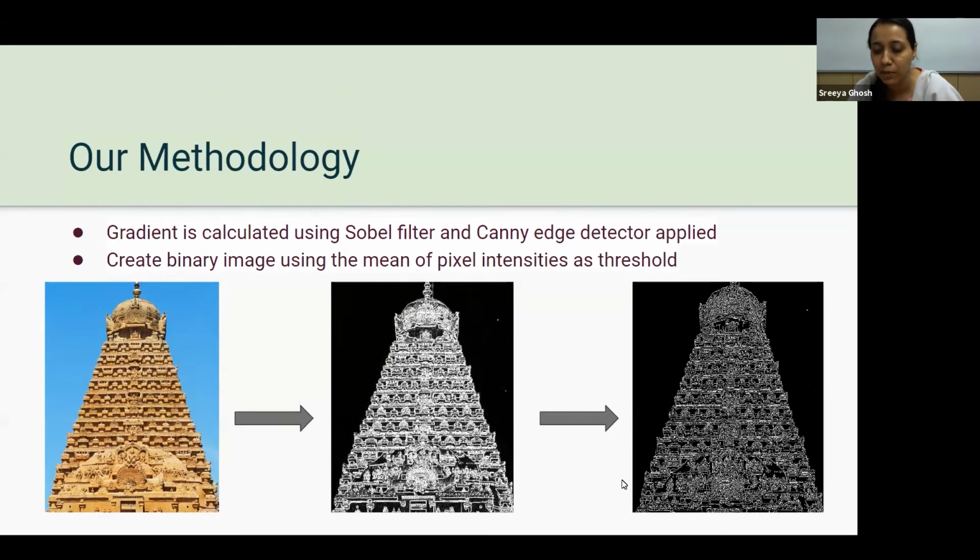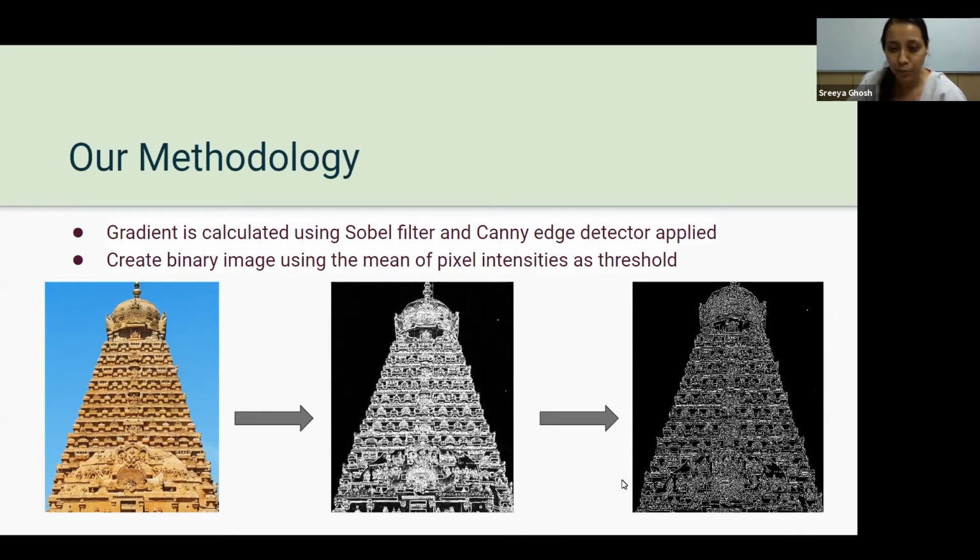And then we have calculated the gradient using a method called Sobel filter. It's basically a filter we use to measure the difference of intensities of pixels. So that gives me the gradient. And then we have used a method to determine the edges in the image of the gradient. And then we have applied a threshold. We have taken the threshold to be the mean of the pixel intensities, and we created a binary image. A binary image means an image which has only 0 and 1 values.